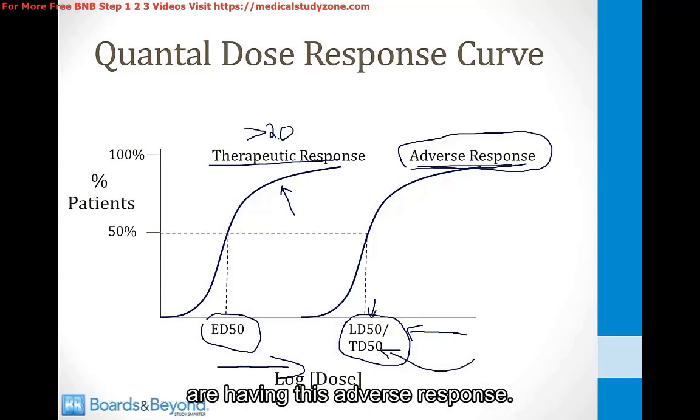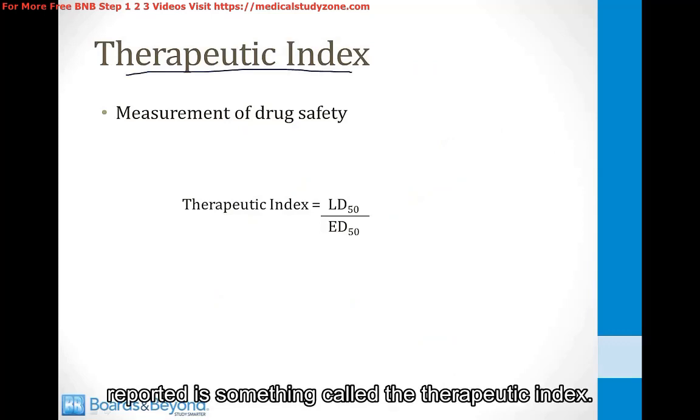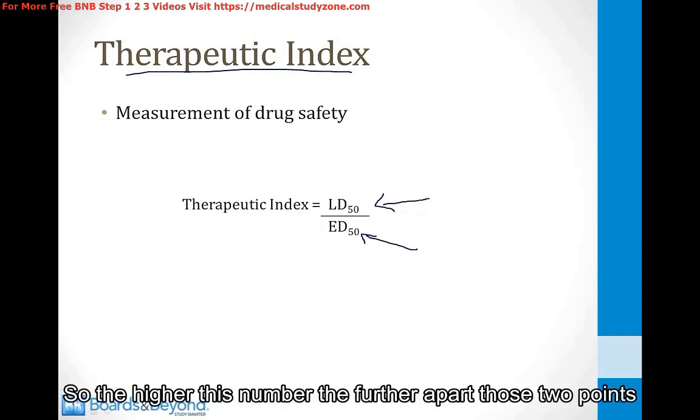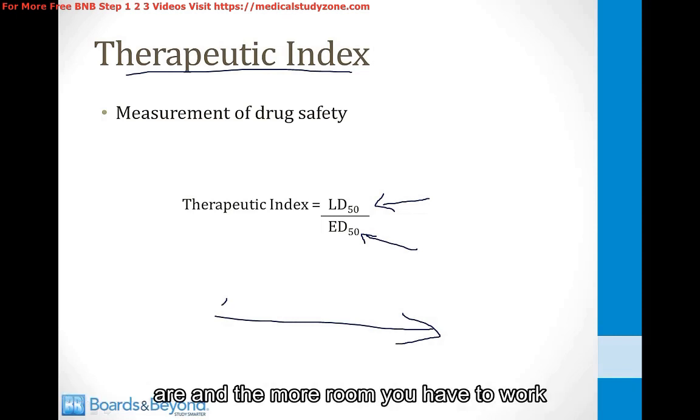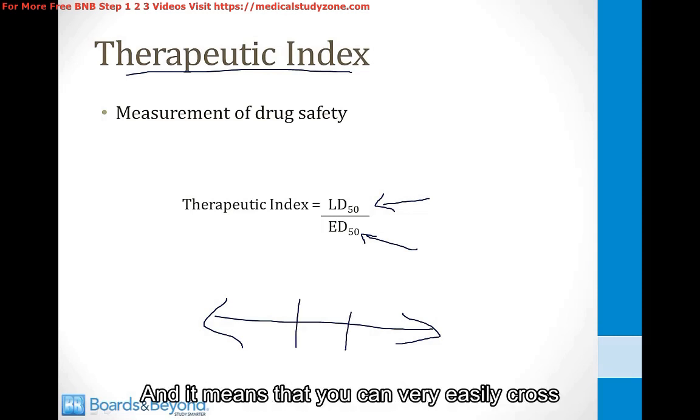So one measurement of drug safety that's often reported is something called the therapeutic index, and this is the ratio of the LD50 to the ED50. So the higher this number, the further apart those 2 points are, and the more room you have to work with in terms of dose. The lower this number, the tighter range you have to deal with, and it means that you can very easily cross from the therapeutic dose range into the toxic dose range for a given drug.